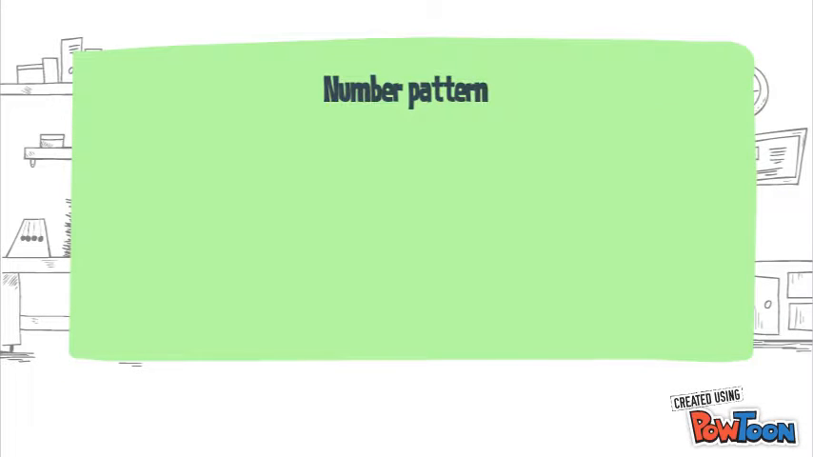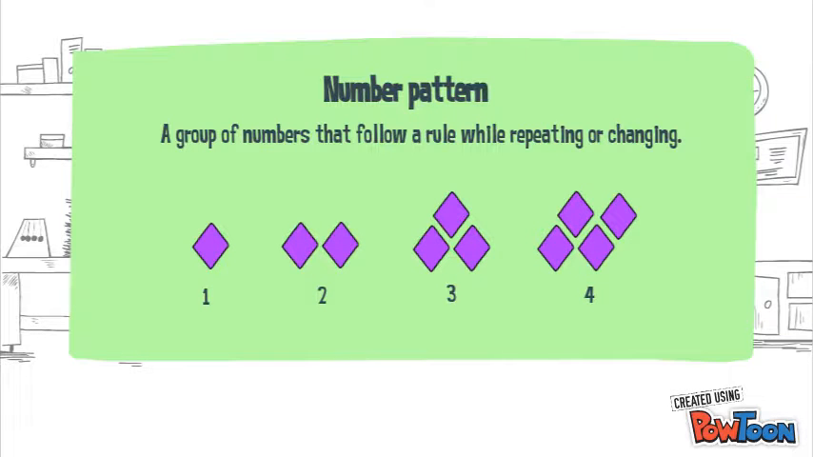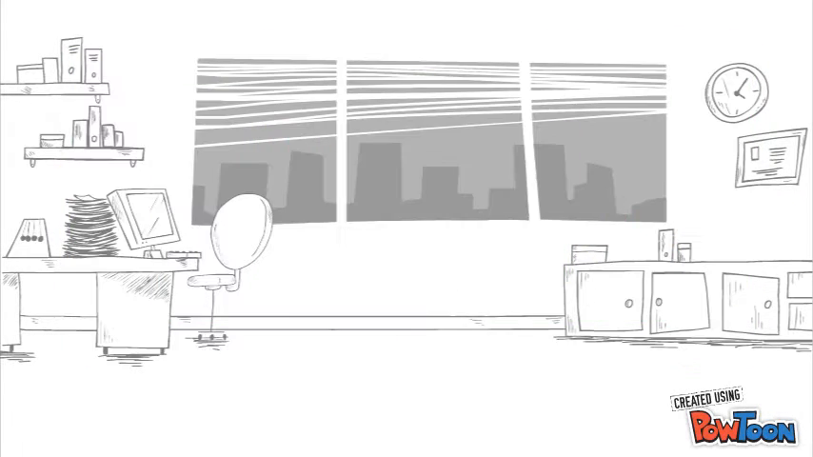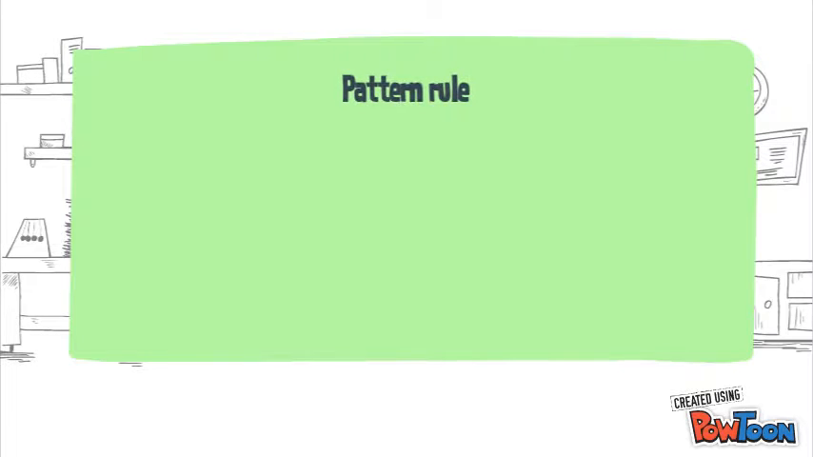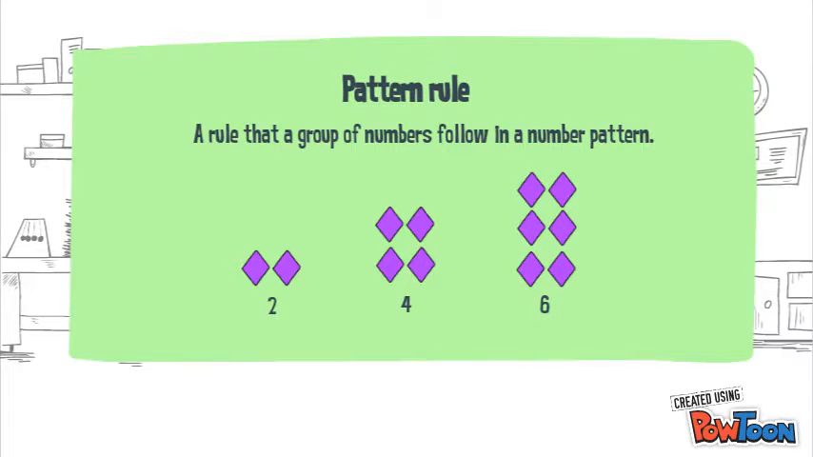Firstly, number pattern. It is a group of numbers that follow a rule while repeating or changing. Secondly, pattern rule. It is a rule that a group of numbers follow in a number pattern. As you can see in this number pattern, the pattern rule here is to add 2.